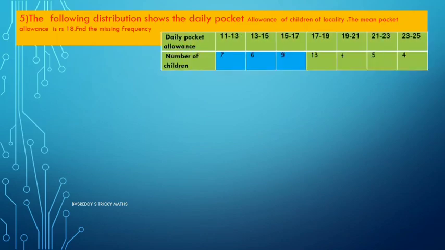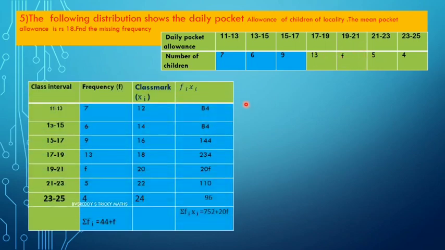11 to 13, that is 7 members. Also 13 to 15, 6 members; 15 to 17, 9 members; again 17 to 19, 13 members; 19 to 21, f; 21 to 23, 5 members; 23 to 25, 4 members. From this table we can frame a new table for solving the problem.